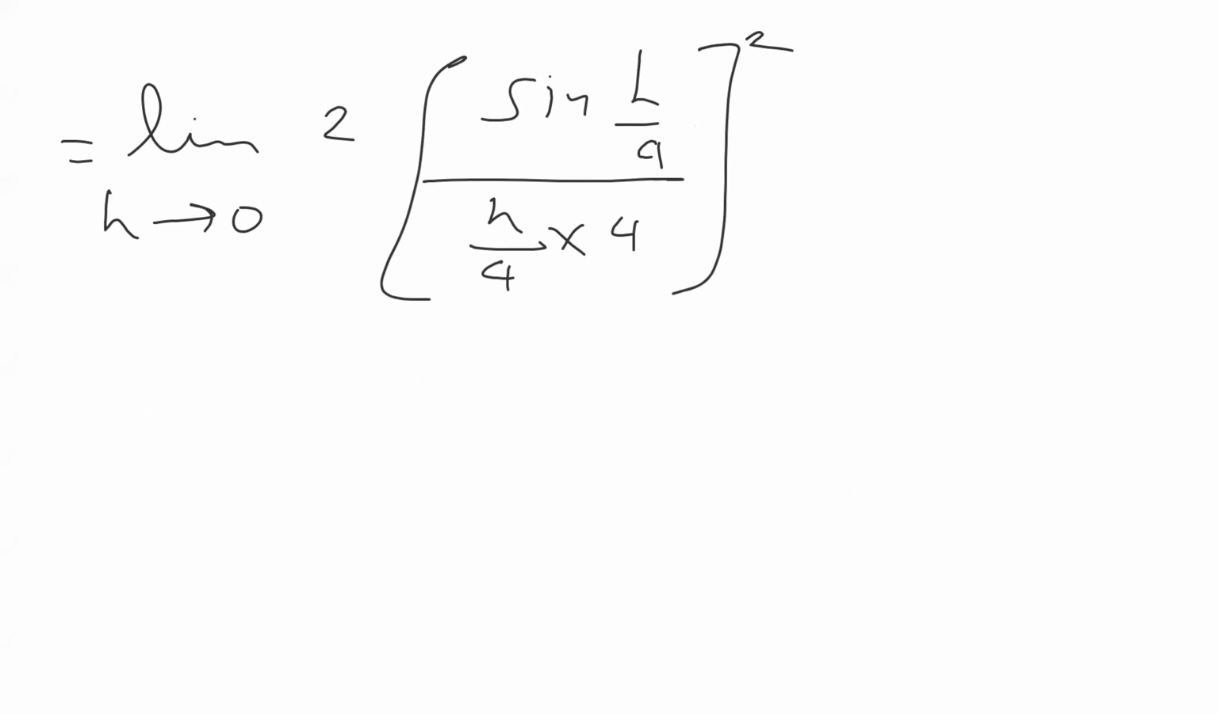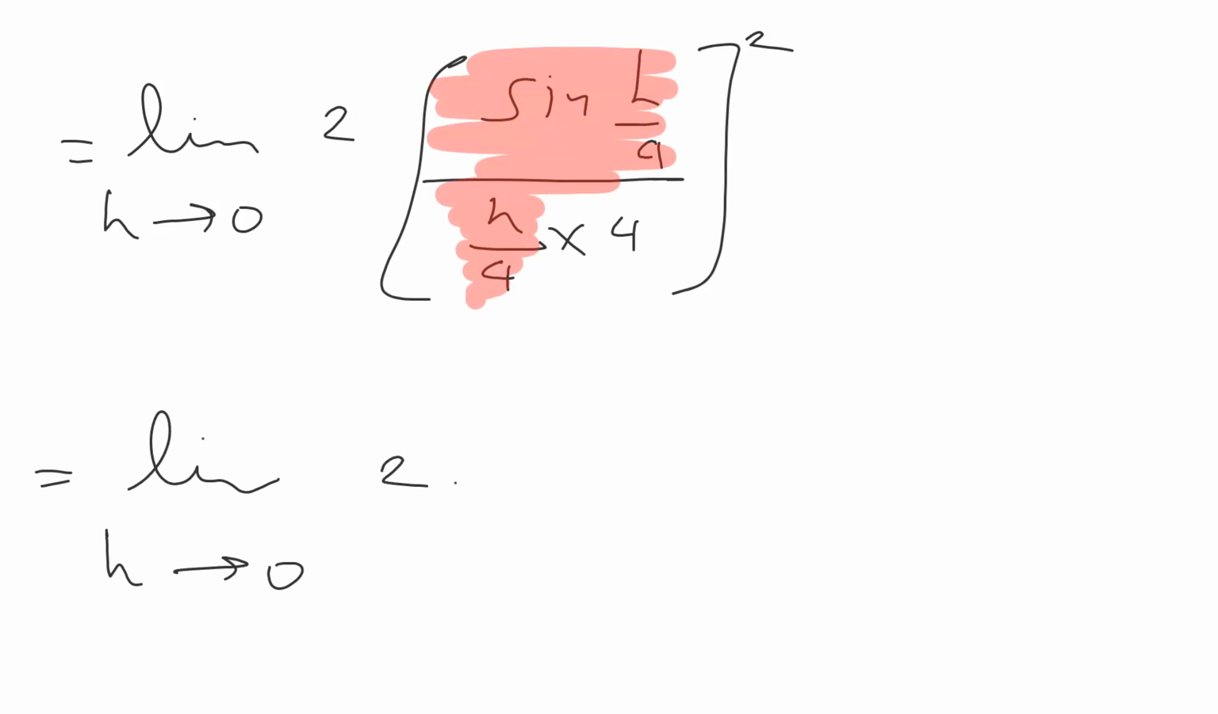Okay, so sine h by 4 upon h by 4 is nothing but 1, because h is approaching 0. So limit h approaching 0, 2 into 1 square into 1 upon 4 square. 4 will also get a square. So 2 upon 16, 1 upon 8. That is your final answer.